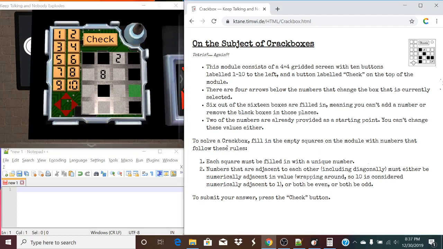So how do we solve a Crackbox? Rule number 1, each square must be filled in with a unique number. So in this case, we already have 2 and 8 pre-filled on here, so we cannot use 2 and 8 for the rest of the module.